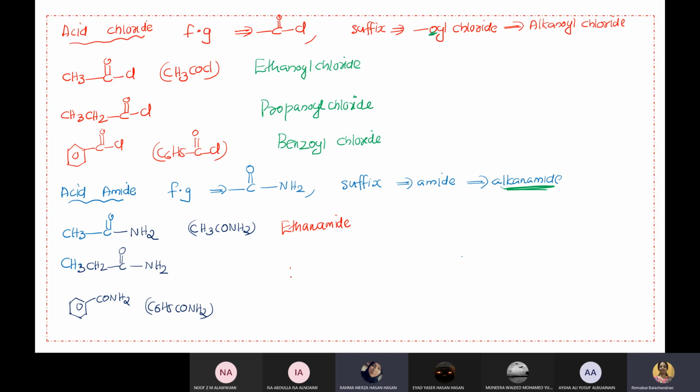Propanamide. Yes, propanamide. Next one. Is this benzenamide? Not benzenamide, my dear. It's from benzoic acid, not benzenoic acid. No, benzoic acid. So it is benzamide. Okay, yeah, it's very easy, right?